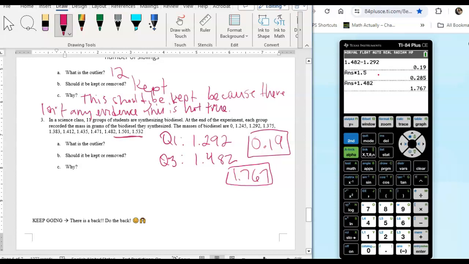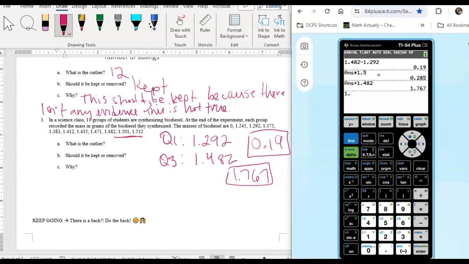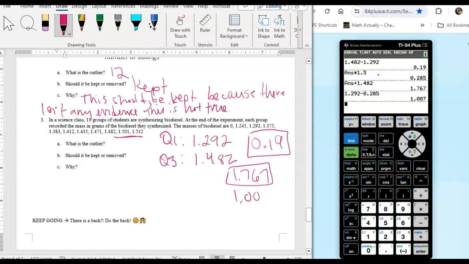That means that none of these are outliers because they're under 1.767. And then I'm going to take my first quartile, 1.292, and subtract 0.285, and I get 1.007. So anything less than 1.007 is an outlier, which means, as predicted, 0 is the outlier. All right, so should it be kept or removed?